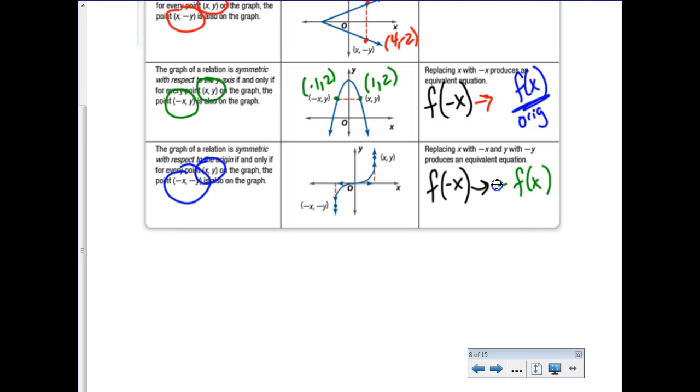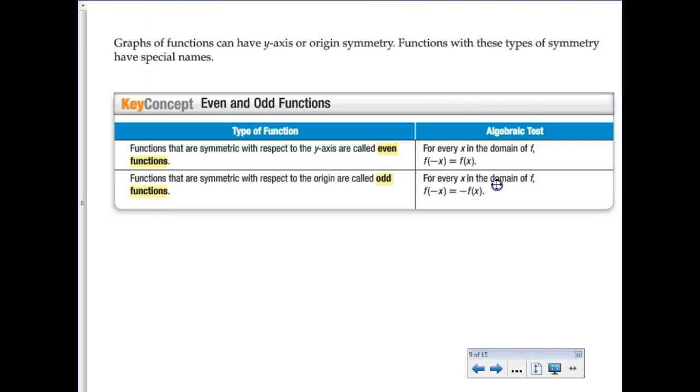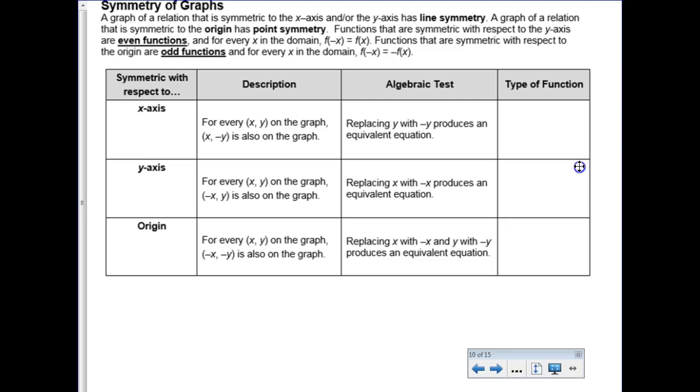So we're going to see some examples of this in a moment. On your notes, you guys have this chart. So something that has symmetry with the x-axis, you're just going to draw yourself a little sketch of something with symmetry to the x-axis here. So it could be like a sideways parabola like this. It could be a sideways absolute value graph.